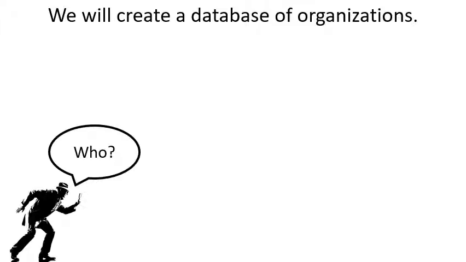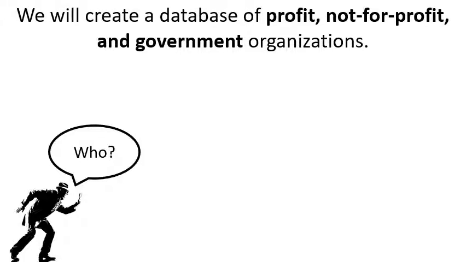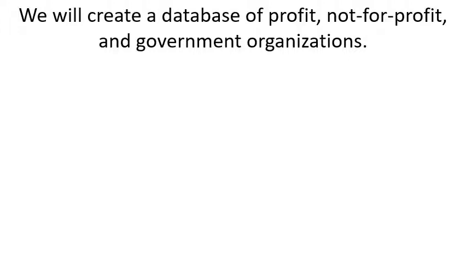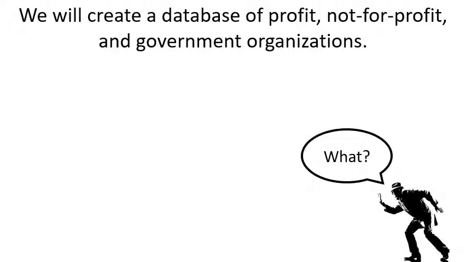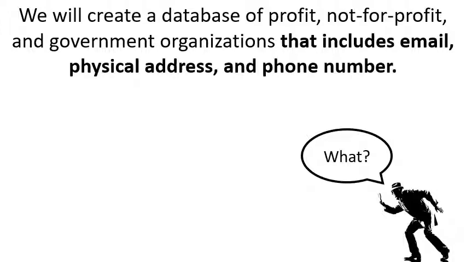We get our old-timey detective here, and he's going to ask us who. We will create a database of profit, not-for-profit, and government organizations. So that answers who is going to be in this database. Next, our old-timey detective is going to ask us what information is included in this database. And we can say email, physical address, and phone number.